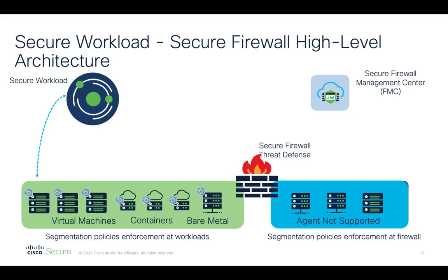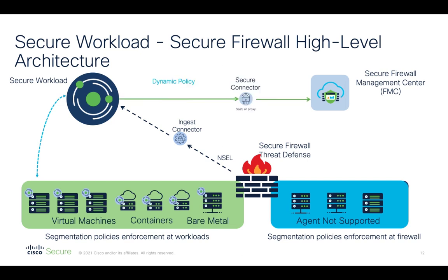As we mentioned in the previous video, this is the high-level architecture of the integration, where you need to deploy the Ingest connector to consume nested records from the firewall. Then Secure Workload will automatically generate segmentation policies and push them to FMC. In case FMC is not directly reachable, you need to deploy the Secure Connector. And finally, the policies will be pushed to the firewall.